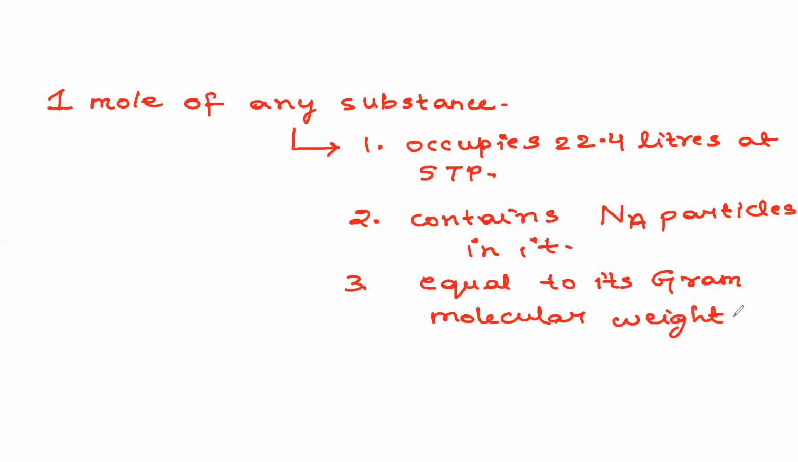So this is called mole concept in writing pattern. So 1 mole of any substance occupies 22.4 liters at STP, if the substance is made up of gas molecules only. We can write volume, and it contains Avogadro number of particles and is equal to its gram molecular weight or gram atomic weight. Suppose you take 1 mole of atoms, it is equal to its atomic weight.